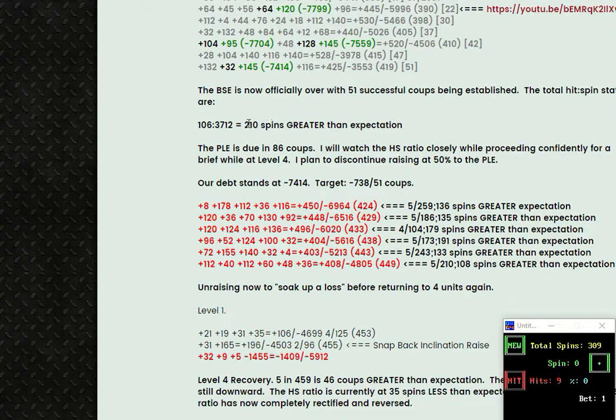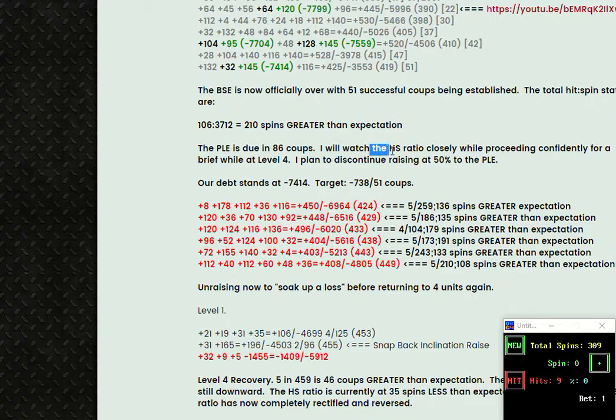And I'll talk more about that later. But anyway, so not the best. However, we do have some room here. We have 86 coups before progression loss is due, so that's pretty nice. And this is still within playable range. I wouldn't consider it safe. I would consider it playable. This is actually very good. The PLE, which is a progression loss event, is due every 101 spins. So you take 101 minus 86, and you get 15. So we're only 15 spins in on when this progression loss event is due. So that gives me some confidence.